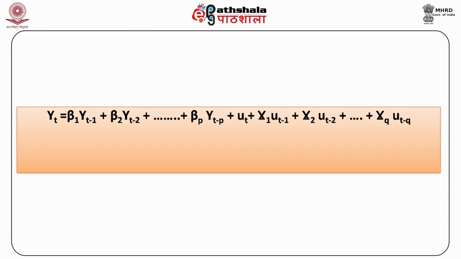And the model is written as yt is equal to beta 1 yt minus 1 plus beta 2 yt minus 2 plus so on up to beta p yt minus p plus ut plus gamma 1 ut minus 1 plus gamma 2 ut minus 2 plus so on up to gamma q ut minus q, where the betas and gammas are the parameters of the model and the ut's from ut to ut minus q are the white noise error terms.